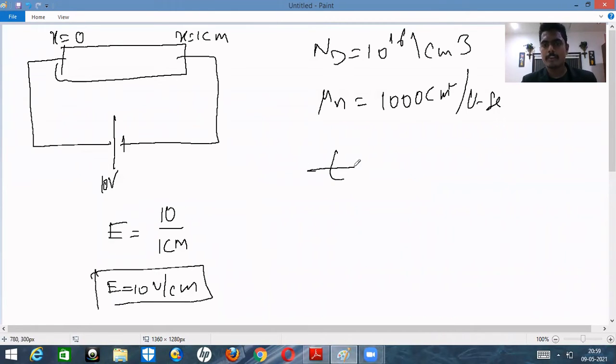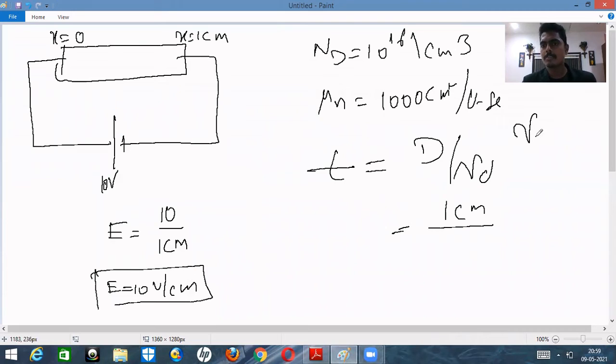So let us say we need to find the time. Time is nothing but distance upon drift velocity. The distance is given already. What is the distance of the semiconductor? It is nothing but 1 centimeter divided by drift velocity. So drift velocity we will find, right?